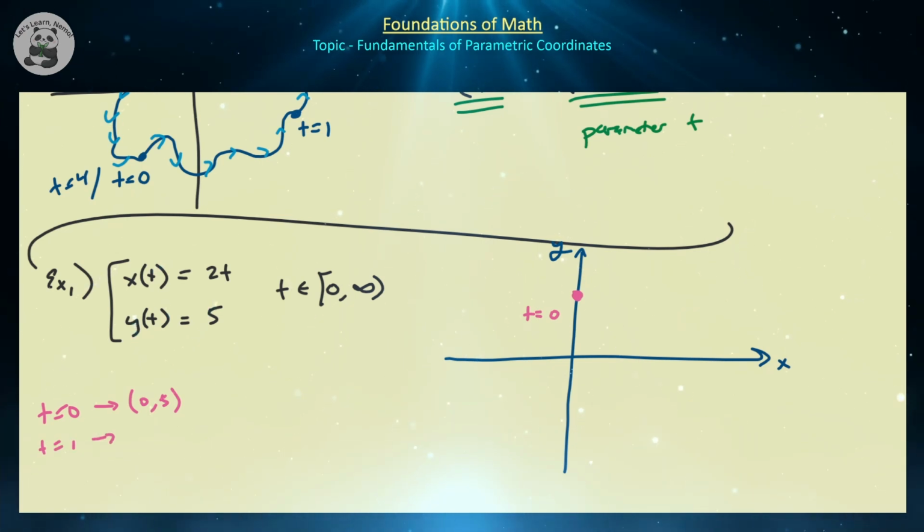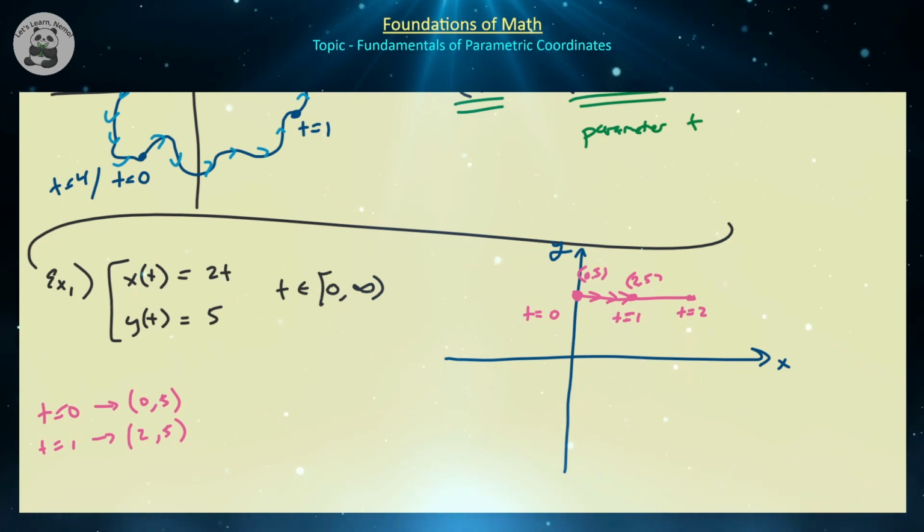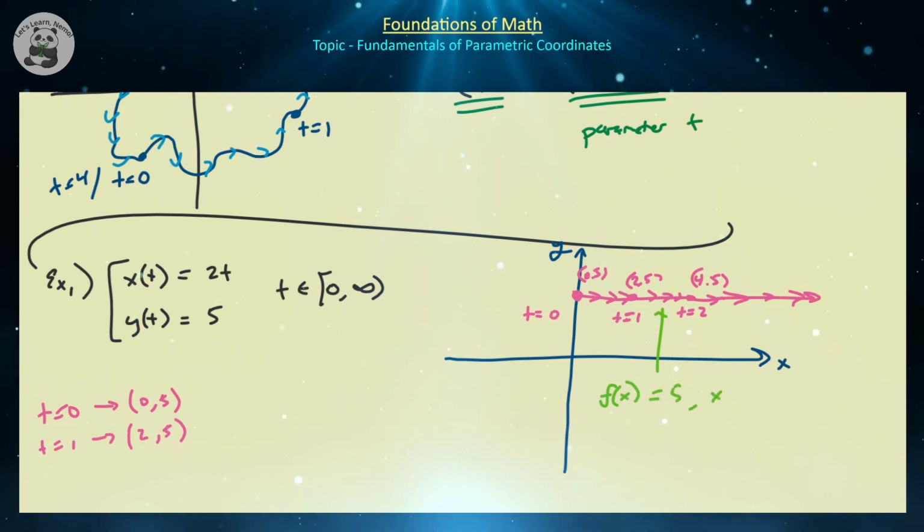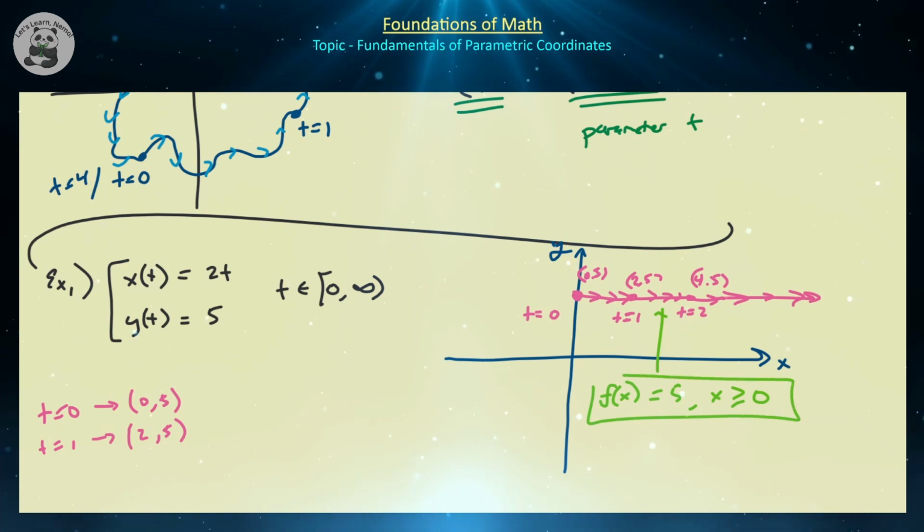When t is equal to 1, notice that we're at the point 2 times 1, which is 2, again at 5, right? So one can show that we actually have all the points in between that point and that point. Here this is 2, 5, and this is the point 0, 5. One can show that after another second, at time t equal to 2, it's going to be here at the point 4, 5, and what you'll see is that this is pretty much what we have, right? So in the Cartesian world, this is actually the function f of x equals 5 with domain x greater than or equal to 0, right?